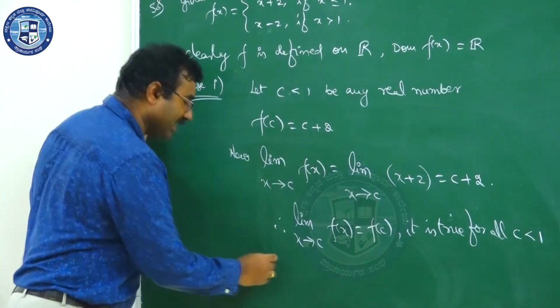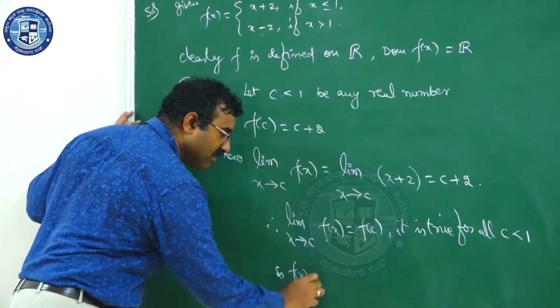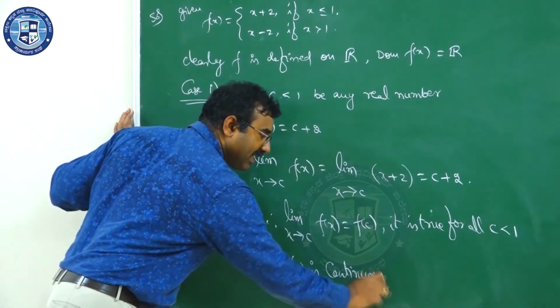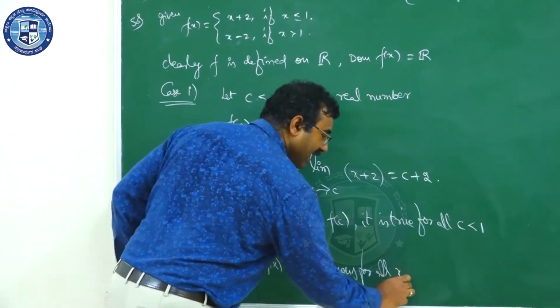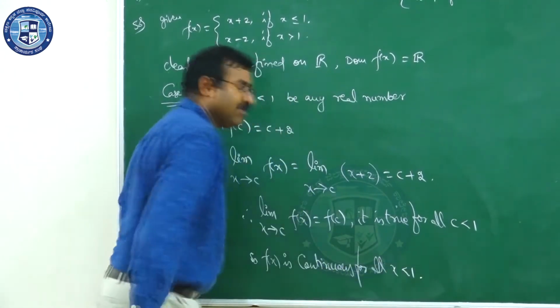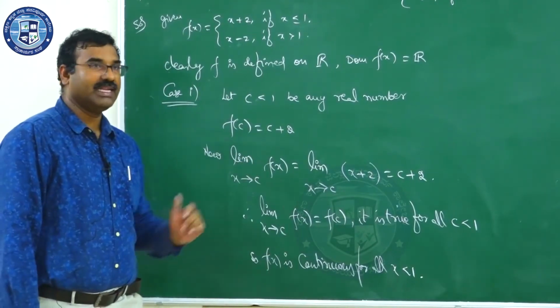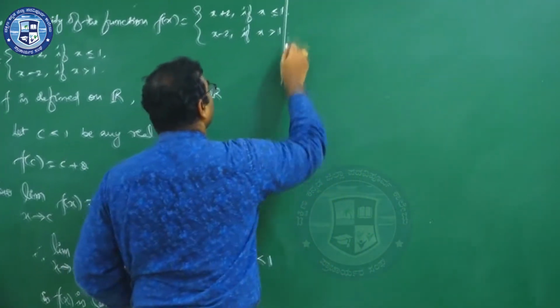That means what can I write? f of x is continuous for all x less than 1. This is the first case. And then case 2. Case 2 is very important for us.